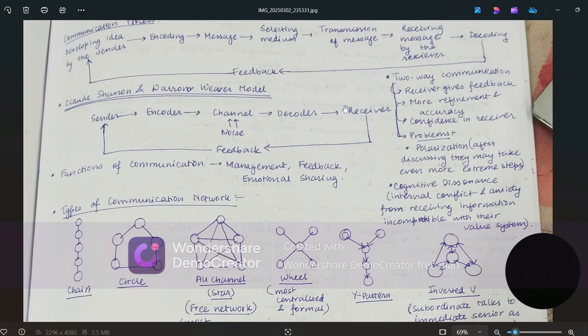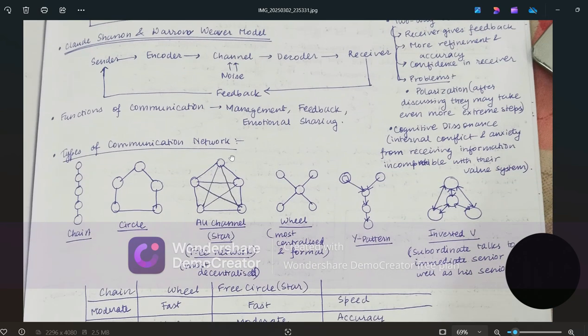Second is cognitive dissonance, that they might face internal conflict and anxiety from receiving information which is not compatible with their value system. Now, what are the functions of communication? It is basic, like management function, feedback, emotional sharing, etc.